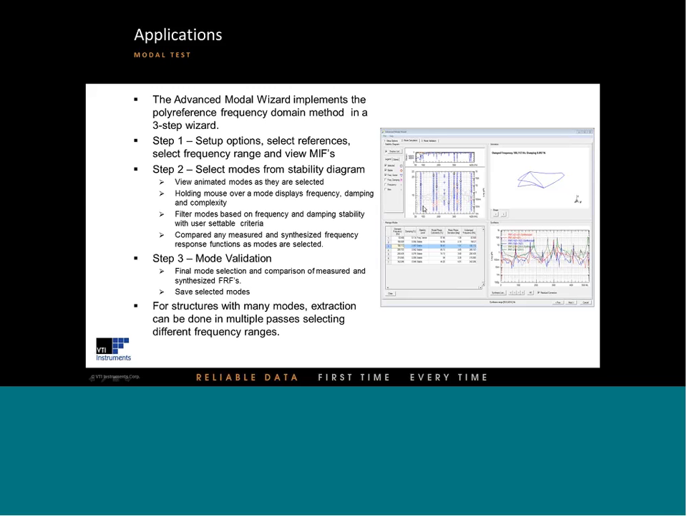So as you're picking modes, just click on it. It's added to the list of modes, which is included in the FRF synthesis. You click it again to clear it. So you can quickly build up your modes while ensuring that you get a good match on the frequency response function. And finally, step 3 is mode validation. We do final mode selection and then save it to files. And when you exit there, they are available in the post-processing tools to be viewed.